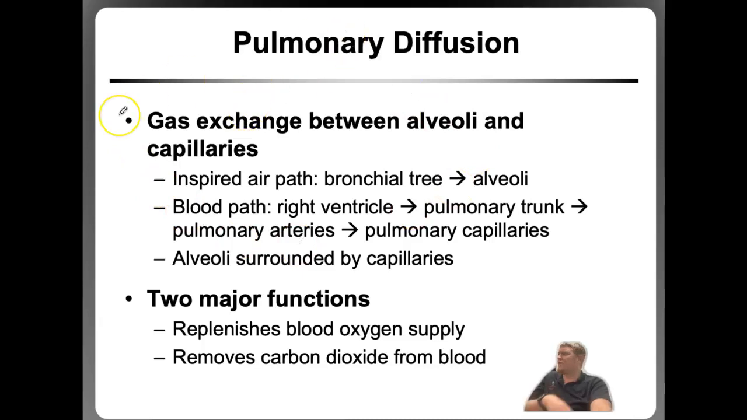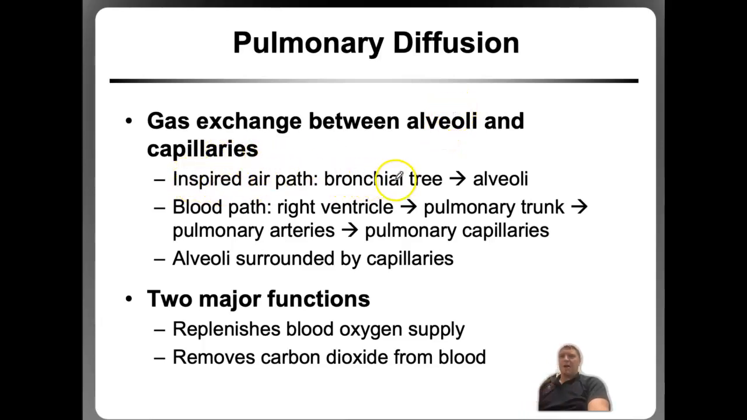So after you breathe in, remember at the beginning I said, here are the 4 stages we're going to talk about. Here's where we get to the diffusion part. After you breathe in, it goes through the bronchioles all the way down to the alveoli. So the gas exchange happens between the alveoli and the capillaries where there's blood. Alveoli is where there's air, capillaries are where there's blood.